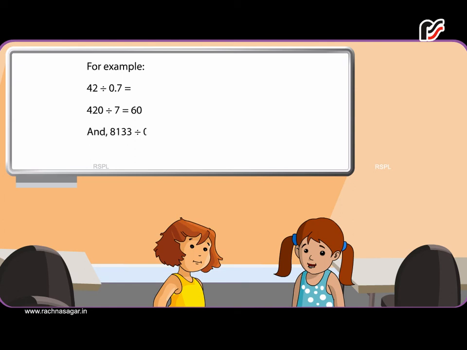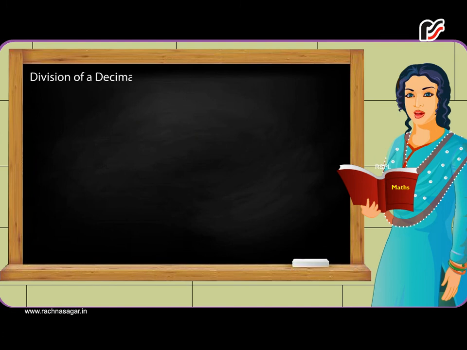And 8,133 divided by 0.003 is equal to 81,33,000 divided by 3 is equal to 27,11,000.